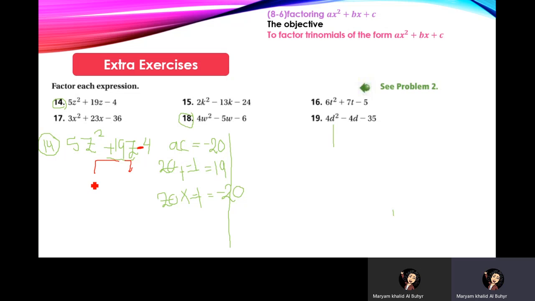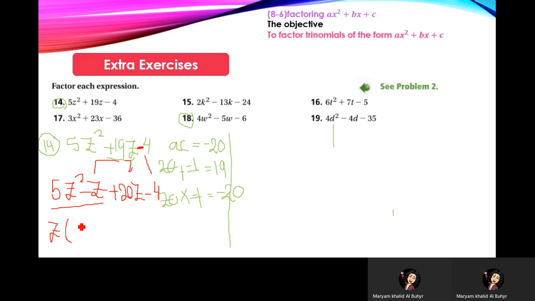So that's why I'm going to write minus z plus 20z. Will anything change? No. Minus z plus 20z will give me 19z. I did not do anything. I will drop minus 4. I'll drop 5z squared. All right, I'm going to take the common factor between them. The common factor is only the variable z.